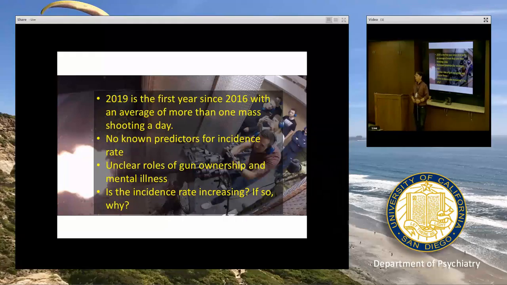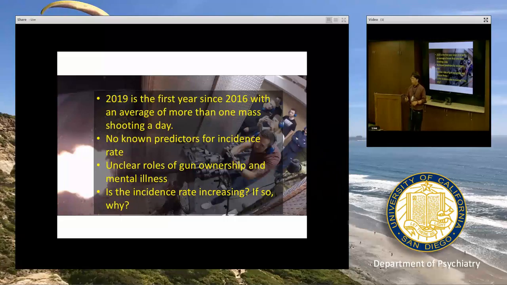And we also know that there is a known predictor for incidence rate. And then we also are not so confident in terms of what is the role of some other regulation or protective factor. And also the mental health issue is another unknown area.